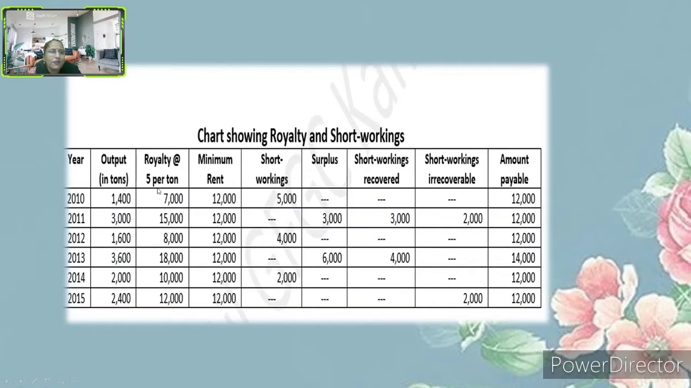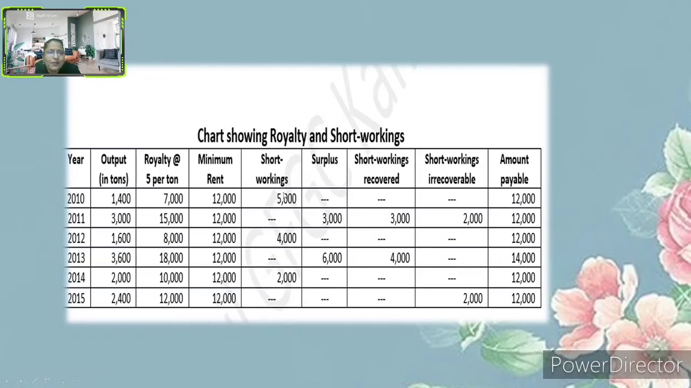Here they have given 5 per ton, so we have to calculate for 1400 tons to 5. Like this we have to calculate for all, that is 7,000, 15,000, 8,000, 18,000, 10,000. Then for 2005, that is 12,000. In this we have to calculate the royalty per ton. Then the minimum rent is fixed for all the years, that is 12,000.